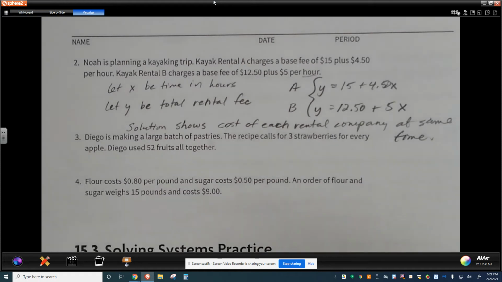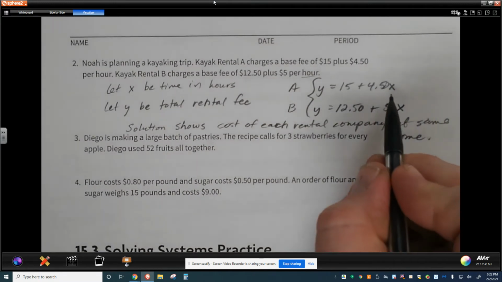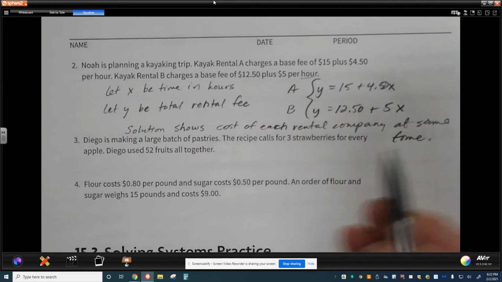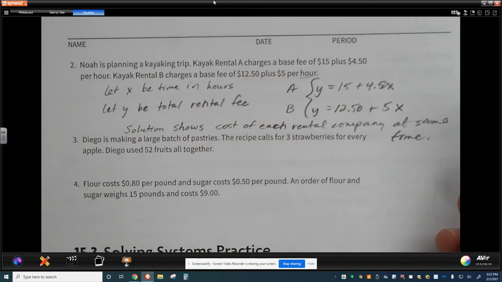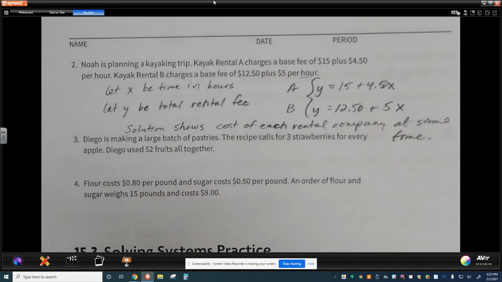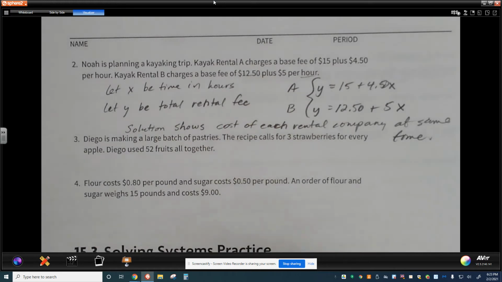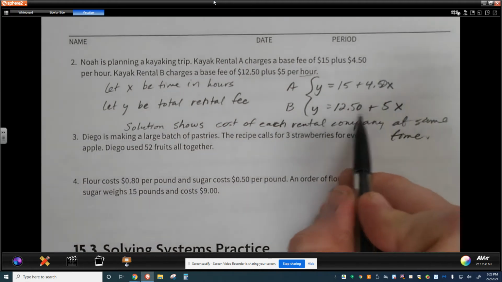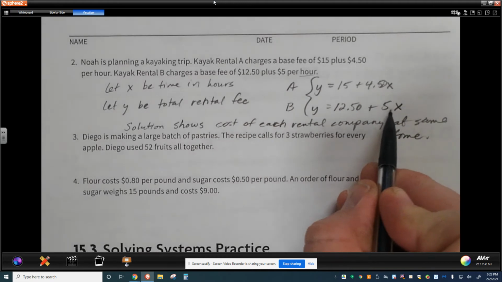If I'm talking about a short term, then one company will be less. One of the ways that I can determine that is simply by taking the value and saying, if I'm out for 1 hour, company A is going to cost me $19.50 and company B is going to cost me $17.50. But what about 2 hours and 3 hours and 4 hours? At what point do these companies charge the exact same amount? How long would that be and how much would it be? And at what point would I need to consider using a different company? Because at some point, company B is going to become more expensive.